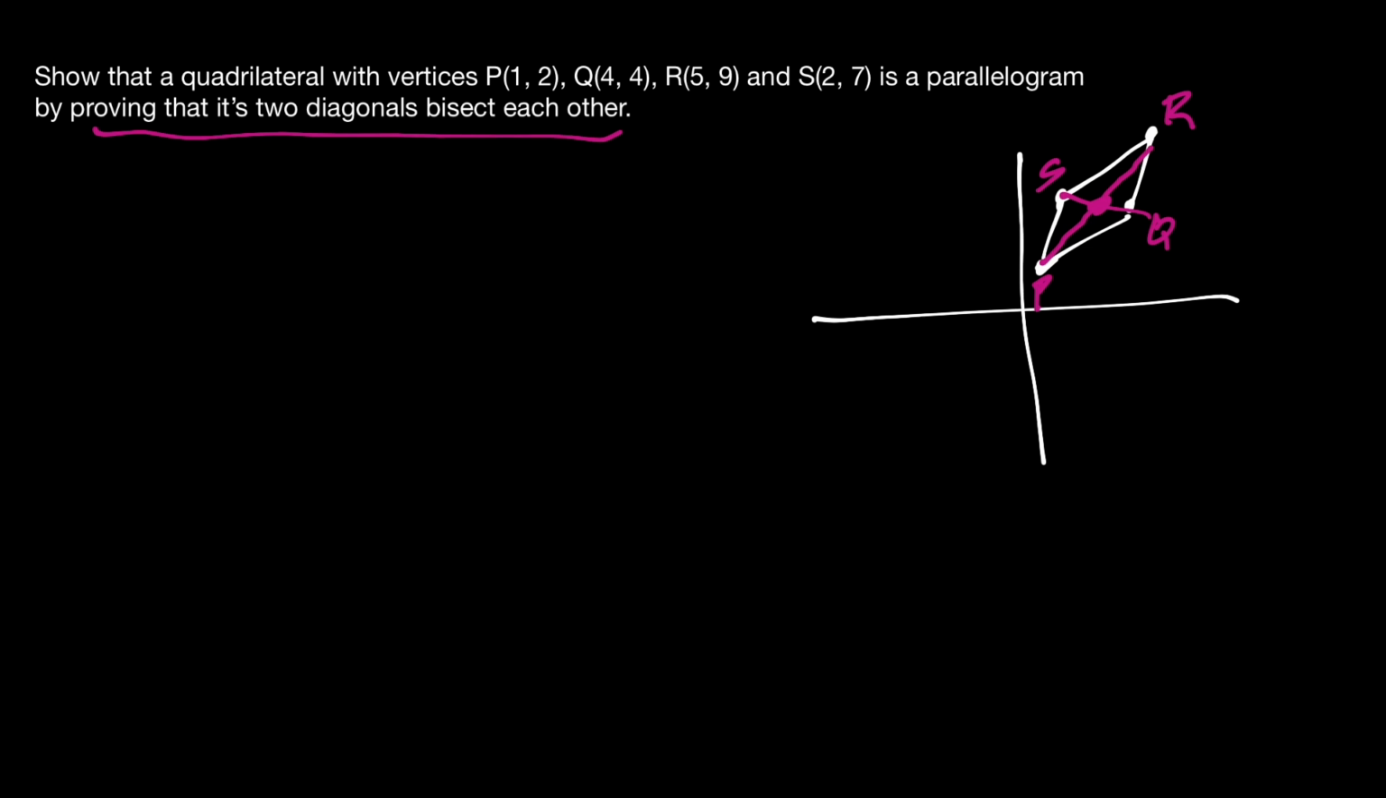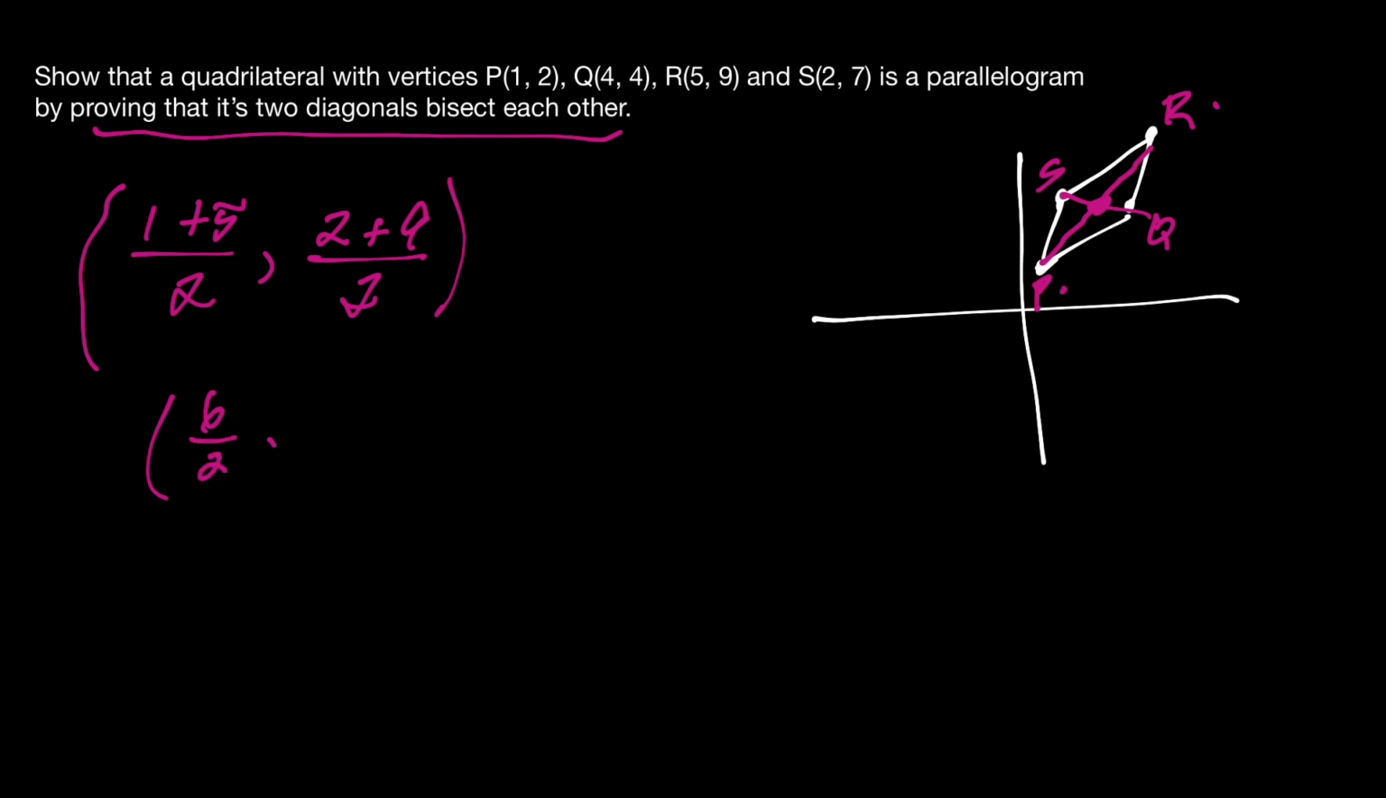So let's go ahead and do the midpoint formula, starting with P and R. With P and R, I'd have 1 plus 5 divided by 2, comma, 2 plus 9 divided by 2. So I end up with 6 over 2, comma, 11 over 2, or 3, comma, 11/2. So that's the midpoint for this piece right here.